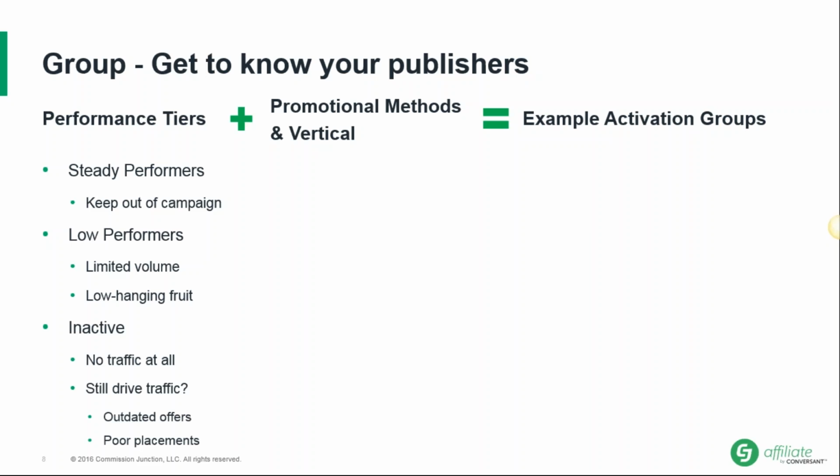Finally, you've got your inactive publishers with no sales or leads at all. That said, are they still driving you clicks on a consistent basis? This could be a sign that they've got outdated offers or have your links in places that aren't a good fit for you. Now that you've analyzed performance tiers, consider the promotional methods and business models your publishers focus on.